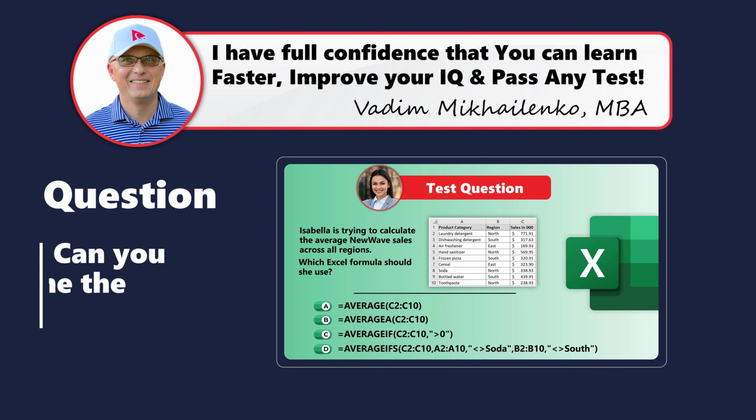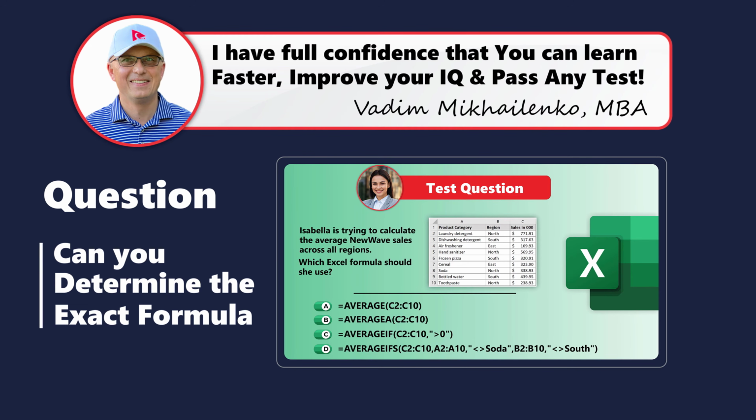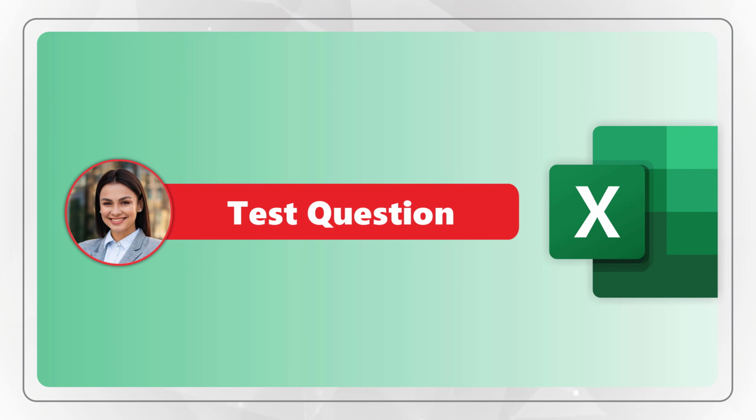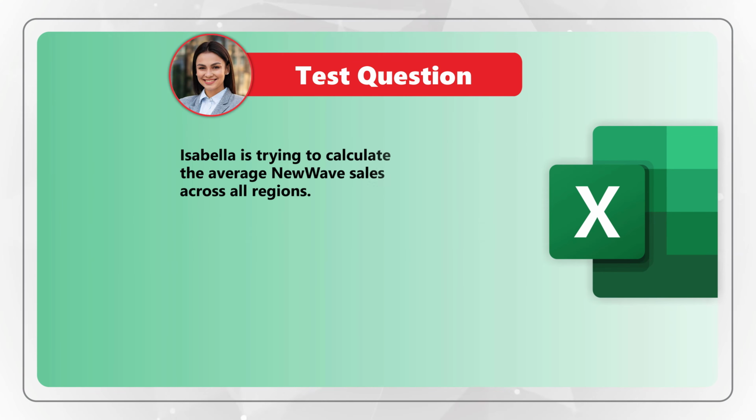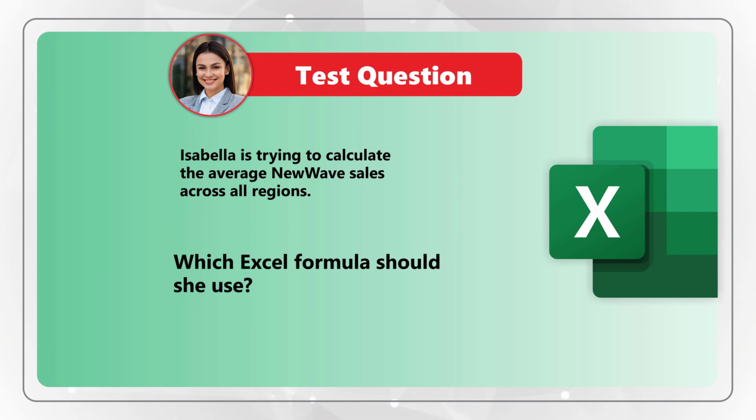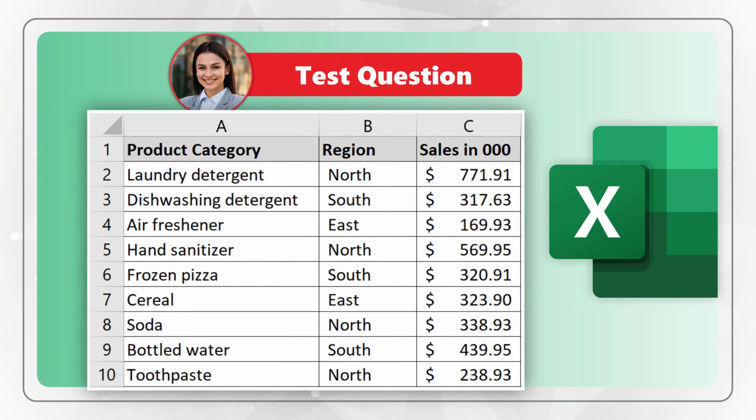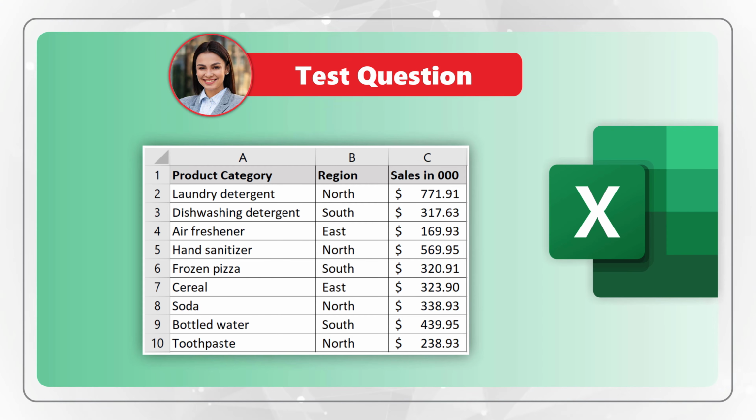Here's an interesting question to test how well you know the average formula as well as its variations. Isabella is trying to calculate the average new wave sales across all the regions. Which formula should she select? You're presented with the data set as well as 4 different choices.